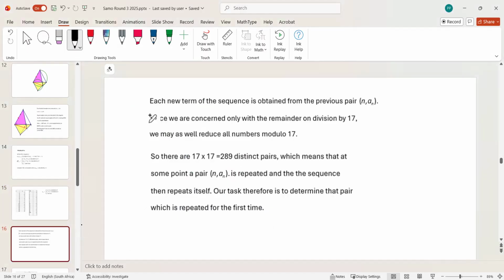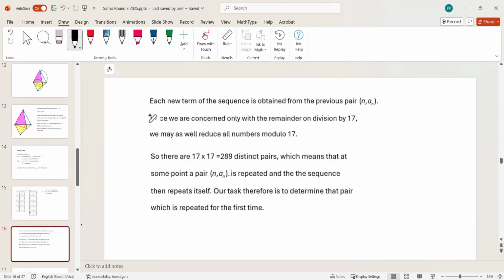So I write down each new term of the sequence is obtained from the previous pair once. So we are concerned only with the remainder divided by 17. So we reduce all to modulo 17. I explained what you mean by that. Modulo 17 means divide by 17 and find the remainder. And that is what the new number will be replaced by.